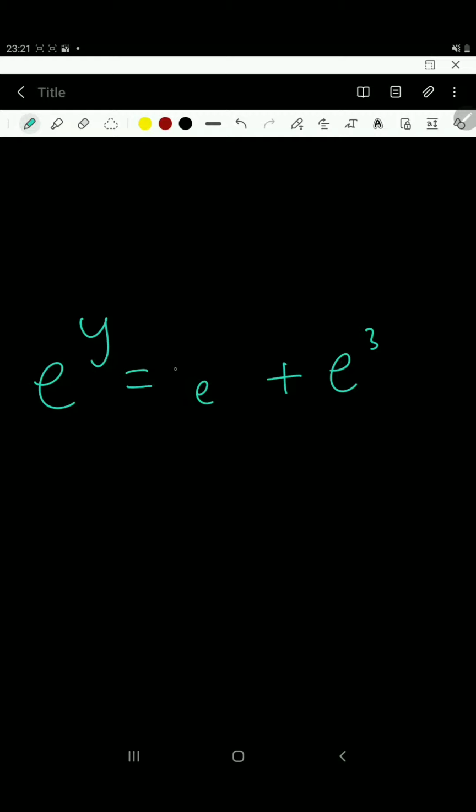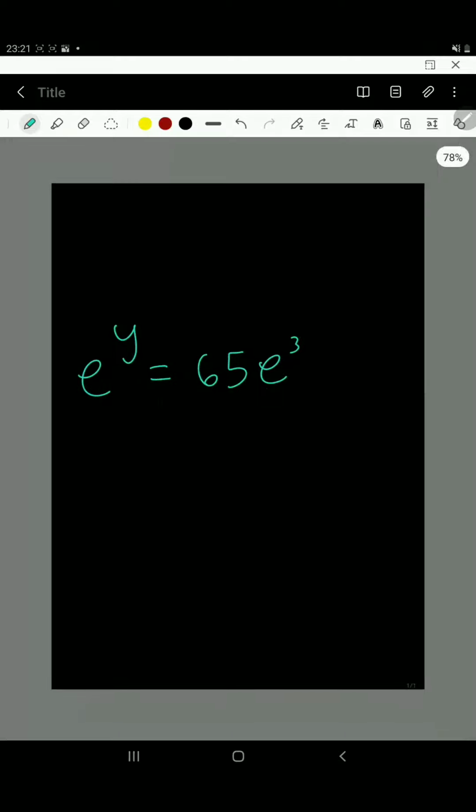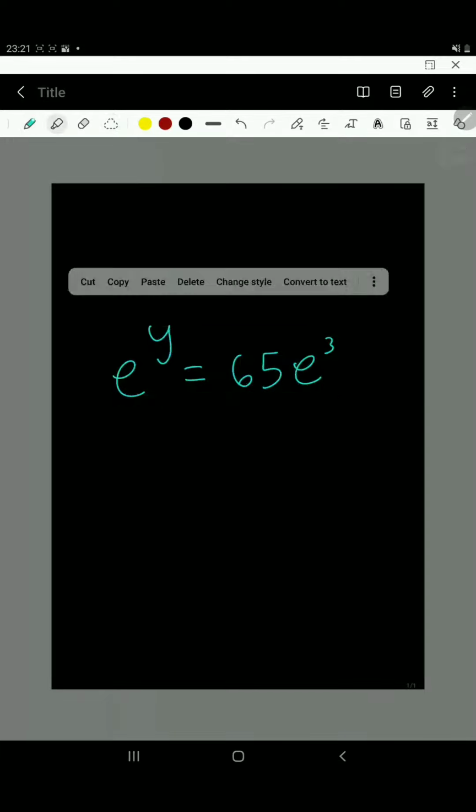So here we go. 4e cubed is just 4 cubed multiplied by e cubed. 4 cubed is 64. We can factor out e cubed and you get this. Yeah? Okay, 64 plus 1 is 65. So 65e cubed. Cool. Now, we need to find y, yeah?